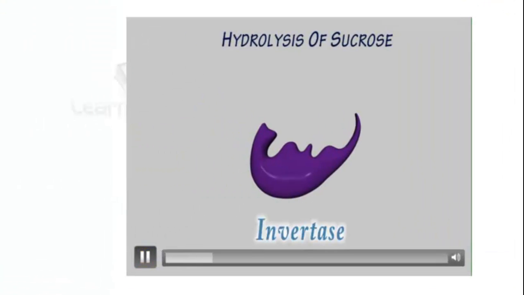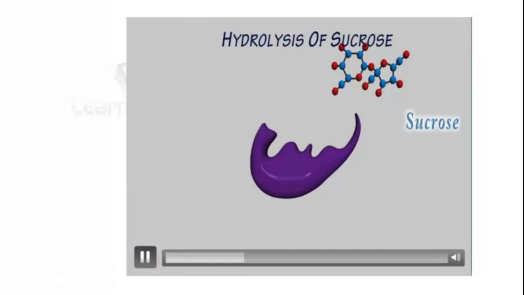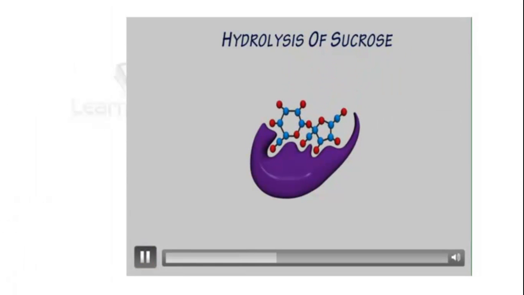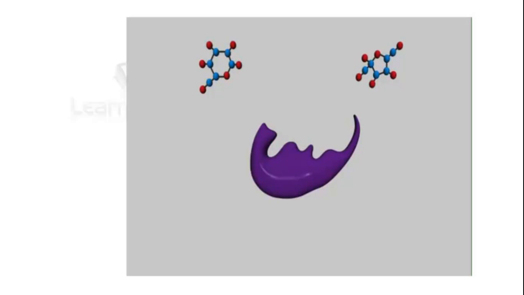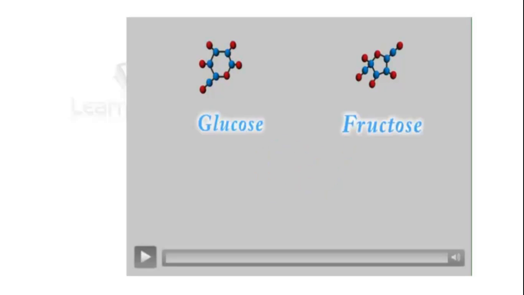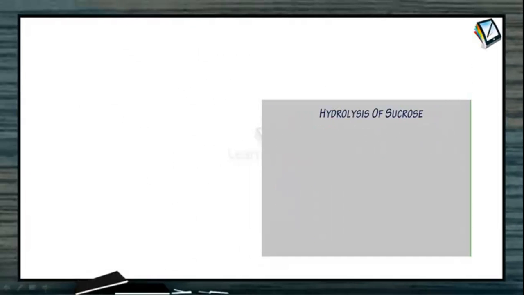Now take a simple example, hydrolysis of sucrose. In this case, invertase is the enzyme. Sucrose comes onto the surface of the invertase and is adjusted accordingly, and hydrolysis occurs, giving fructose and glucose as products. So, in the presence of invertase, sucrose gets hydrolyzed to fructose and glucose.